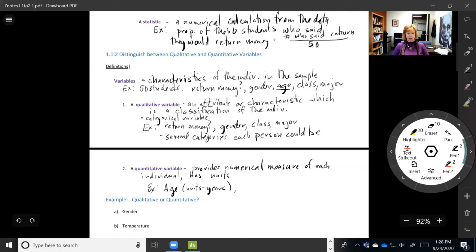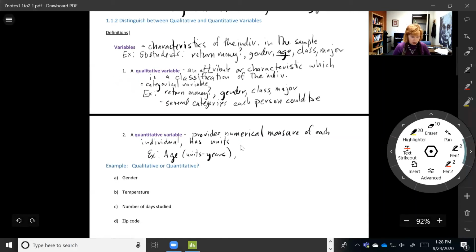There's many others. I might have temperature in degrees, all sorts of different things, all right? All sorts of variables out there that have units and that are a number. And so those are quantitative variables. So you can think of it as a quantity. It's an amount of something. All right, so qualitative or quantitative. And I thought I'd change this.